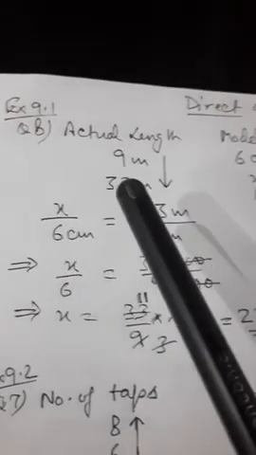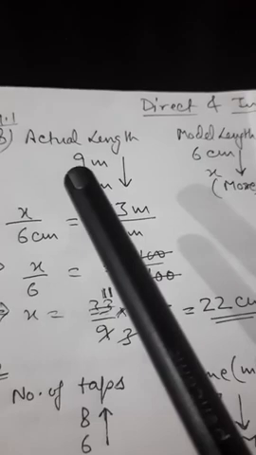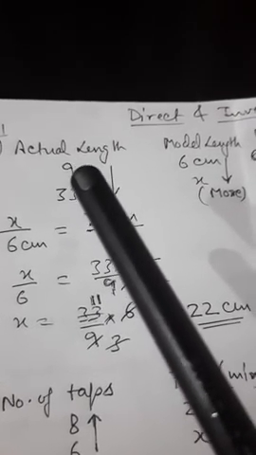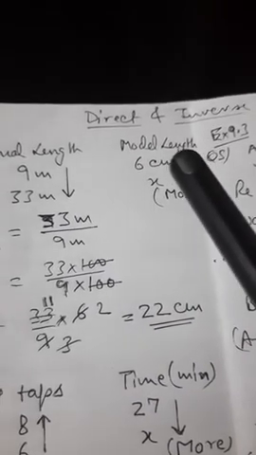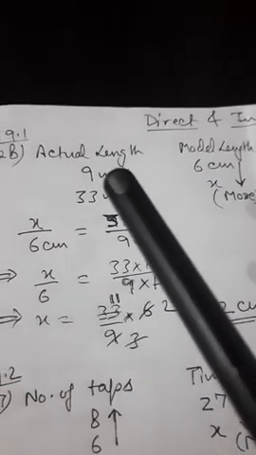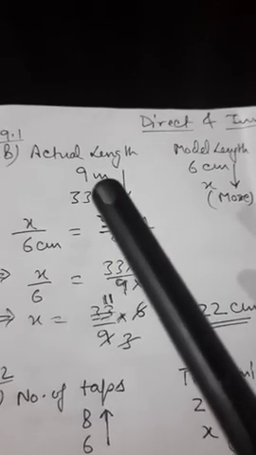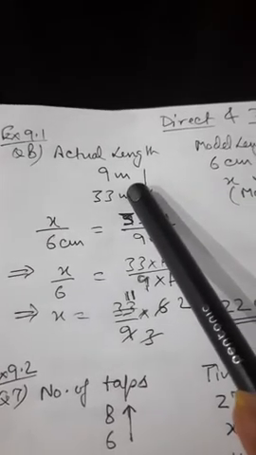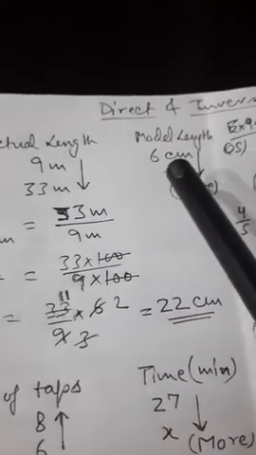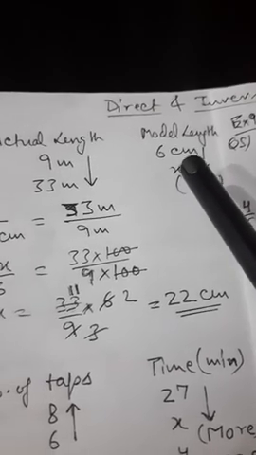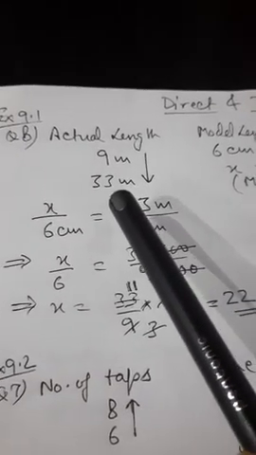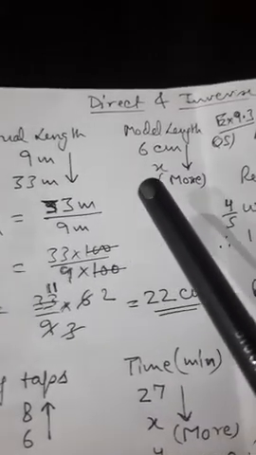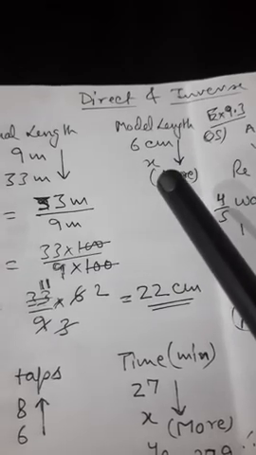So here we write the two things which are related, that is actual length and model length, and under these two headings we'll write the two situations given. So when the length is 9 meter, the same length is represented by 6 centimeter in the model. Now when the length is 33 meter, by how much length it would be represented in the model, that we have to find.